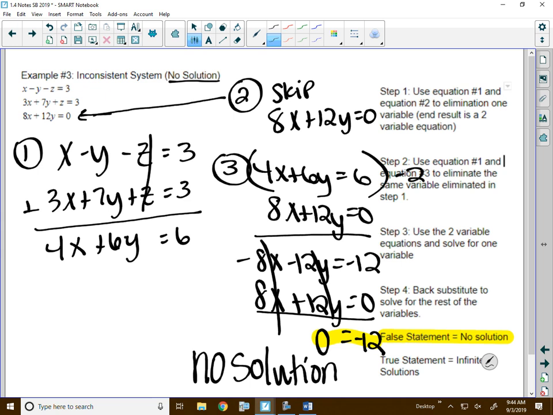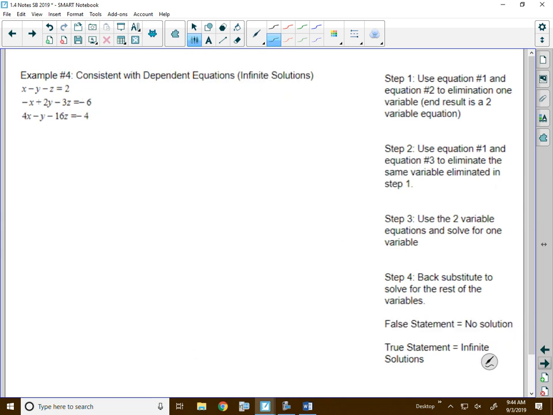We're going to go to example 4. Example 4 is one where we get infinite solutions. So I'm going to show you that process. It's also a shorter process, which is nice. Everything starts out the same. So first step, you're going to eliminate using equations 1 and 2.